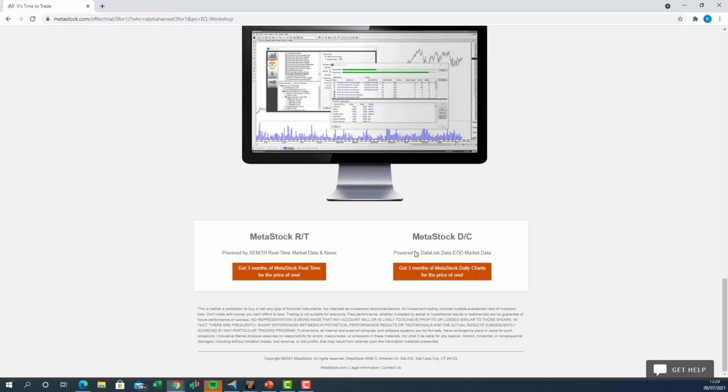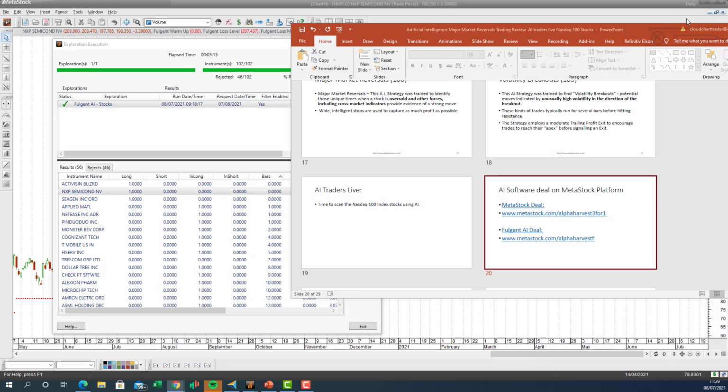You can get a real-time or end-of-day. Either way, you can trade on an intraday basis. You can retrain the AI to look for trades within a 4-hour or hourly trading window as well.